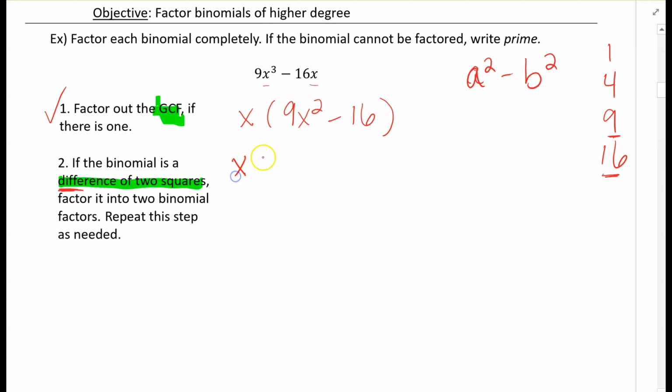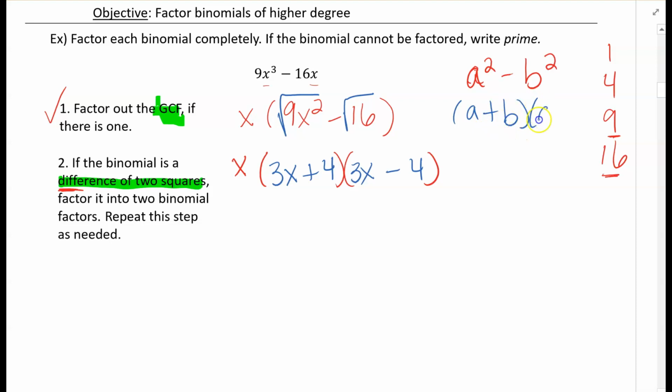So I'm going to use my rule, a plus b, a minus b, and you're taking the square root of each term. If I take the square root of 9x squared, the square root of 9 gives me 3, and then x squared cancels out with the square root, so you just get x left over. And for your b value, the square root of 16 is 4. So I get my 4 in the second spot. And then I need one factor to have a plus and the other to have a subtraction. So it's a plus b, a minus b. That's your rule for difference of two squares.